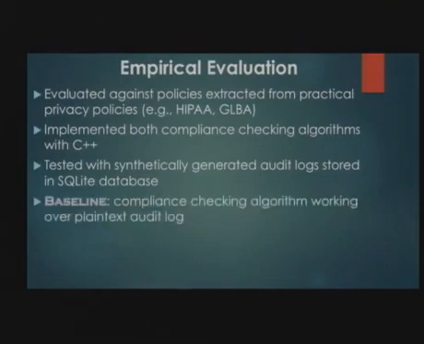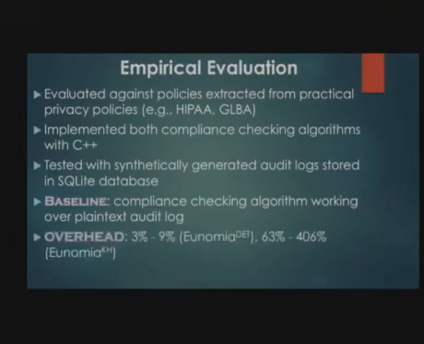Our baseline is the algorithm that works with plain text, so no encryption. That's our baseline, and these are the computational overheads. For Enumia det, we have 3 to 9% overhead. This is time overhead, not space. And for Enumia KH, we have 63 to 406%. So 406 is not a mistake; it's the actual number. It takes four times longer. The reason is this key changing operation: using the token, we change the hashed keys. That's where the cost is incurred.